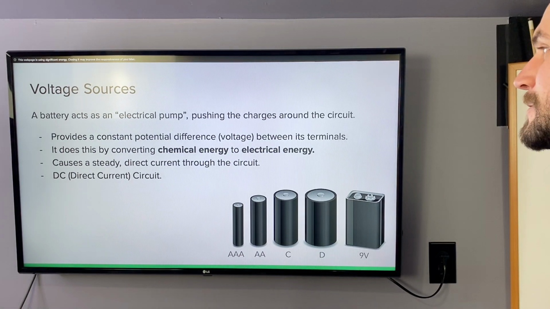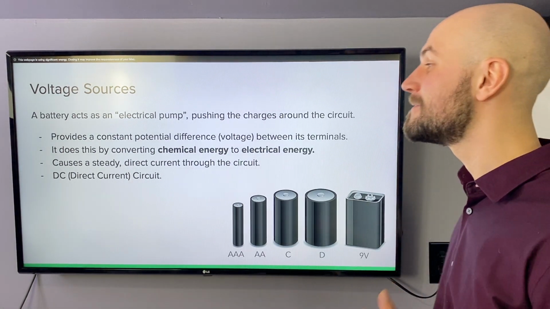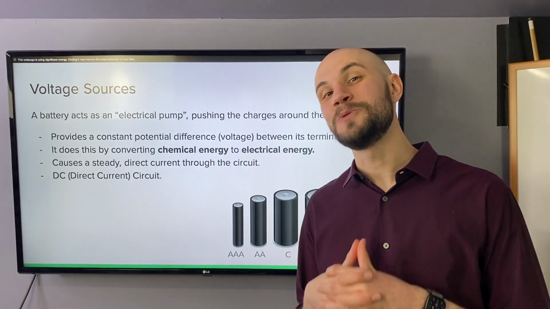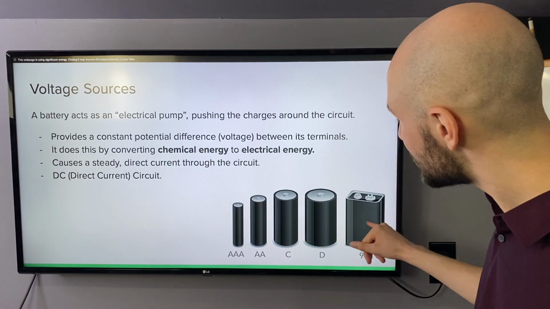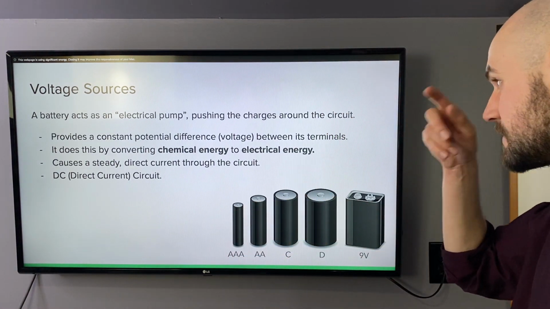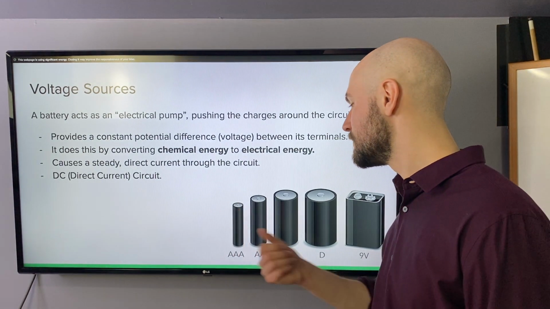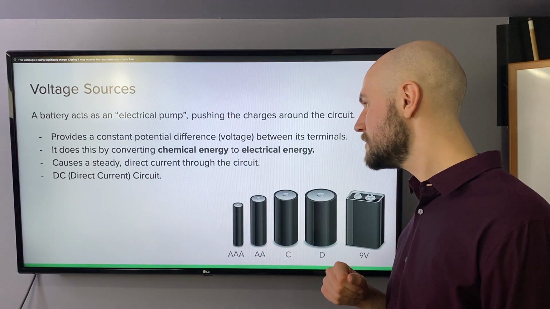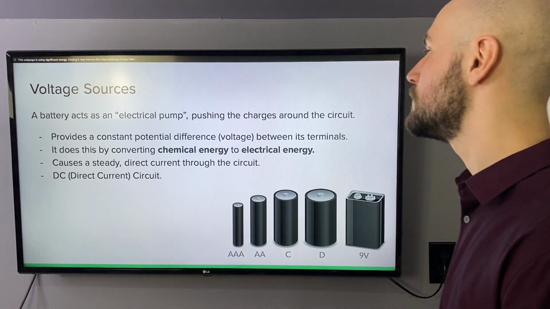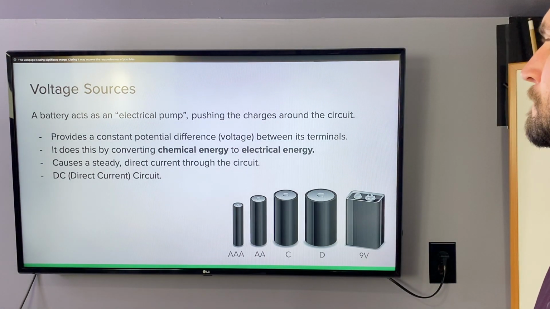And how do batteries work? Well, they convert chemical energy to electrical energy. There's a chemical reaction that occurs in all of these batteries. And because of that chemical reaction, there's a voltage between these 2 terminals and charge is allowed to move through our circuit. Okay.